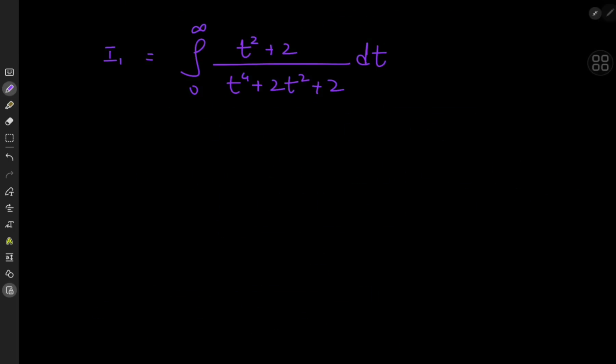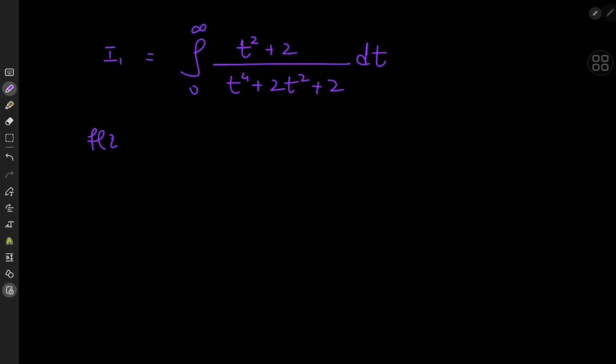Pretty sure that there's some real analysis method to solve this integral, but for this kind of integral, the nasty kind where you have these quartic polynomials and all that kind of stuff in the denominator of the integrand, I think complex analysis is the way to go here. So we're going to use the residue theorem and some beautiful contour integration.